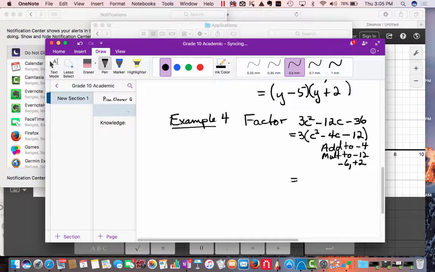So we rewrite the bracket now. The 3 stays part of it. Our one bracket becomes two brackets, c in each spot for your c squared, and then minus 6 and plus 2. It could be c plus 2 and c minus 6, but the key things are it's got to be the minus 6 and the plus 2.